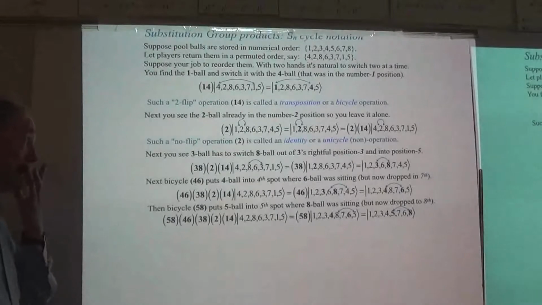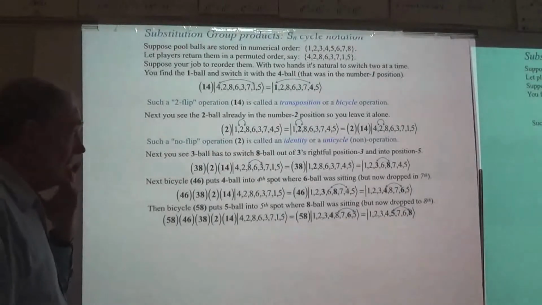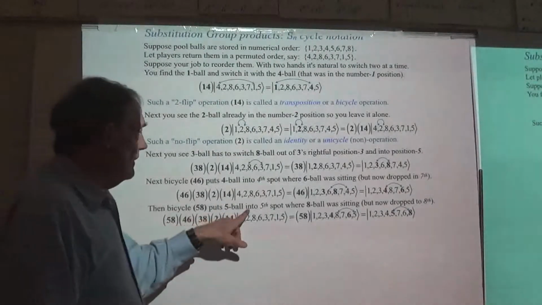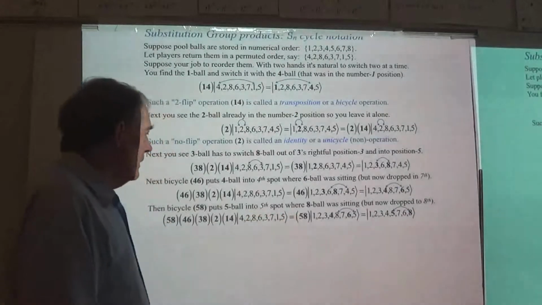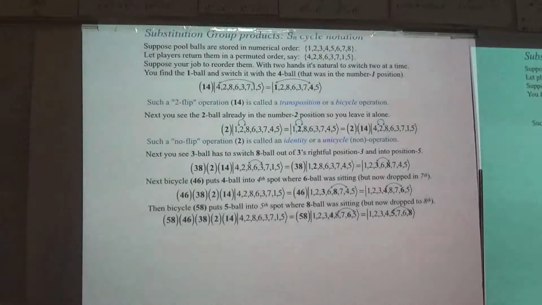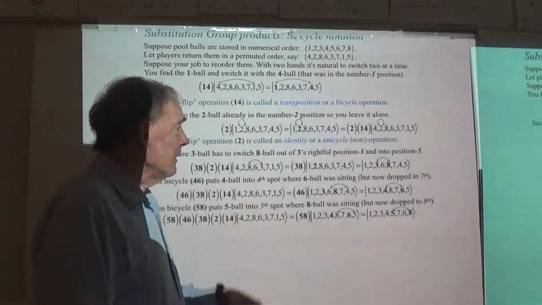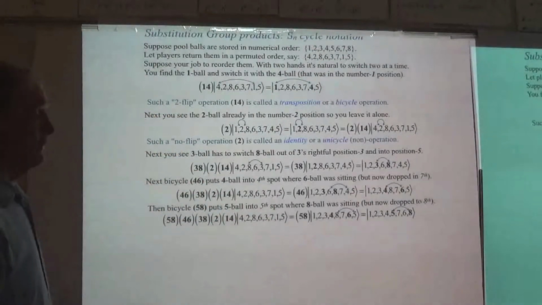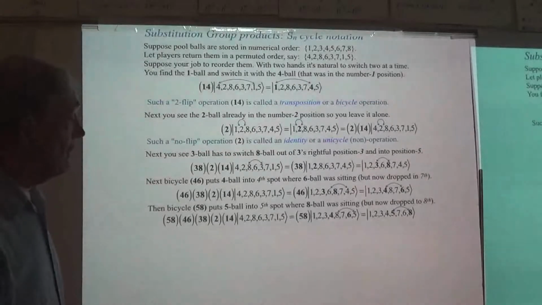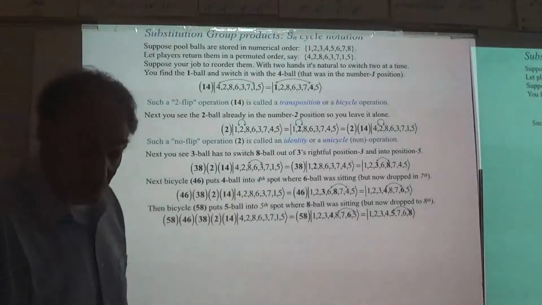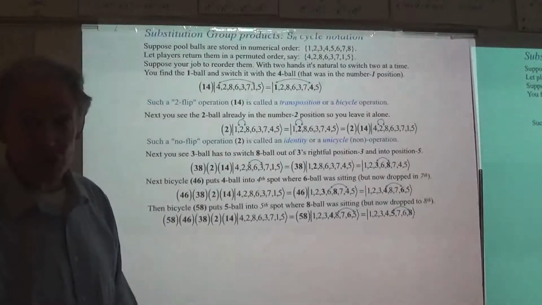Okay, and then we got to take care of 5. 5 lands in the 5th spot where the 8 ball was sitting, and we're going to switch with it, so the 8 ball is going all the way to the very end. Well, that's kind of where it belongs. So this is a case where you did a transposition of 2 things in the right order. That's always an interesting point.